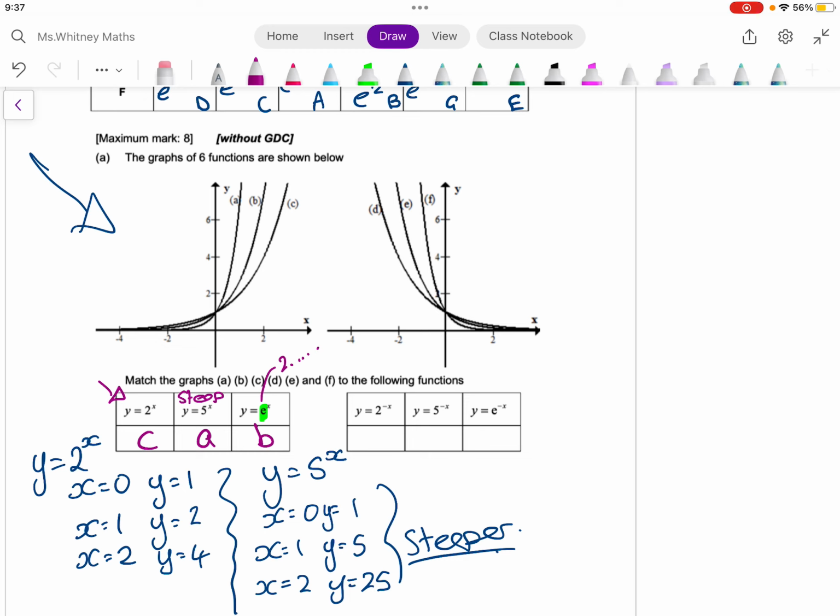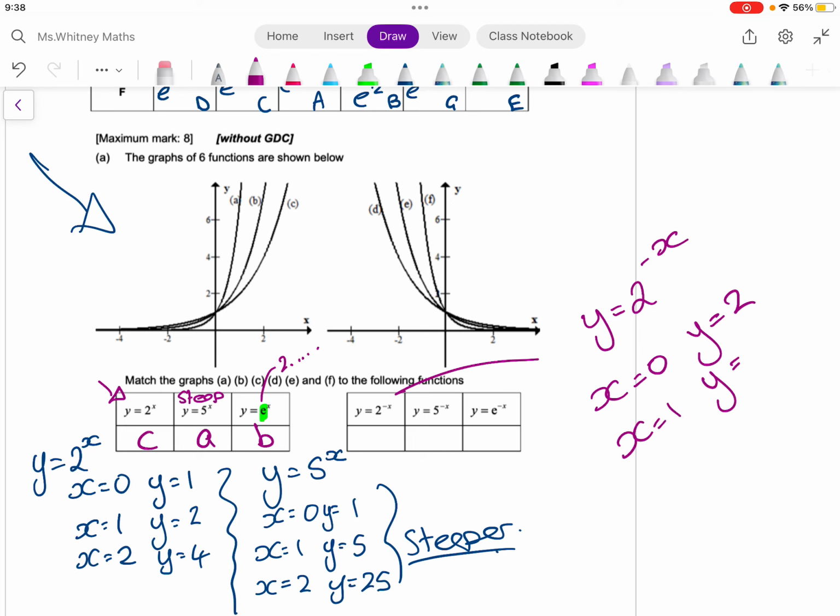Okay, now same thing over here. We're having a little look at these values. So if we have y equals 2 to the minus x, okay, if x is 0, y is still 1, yeah? And I feel like this is a trick question. X is 1, y is going to be, okay, so it's going to be 1 over 2, because it's negative here, notice. If x equals 2, it's going to be y equals 1 over 4.